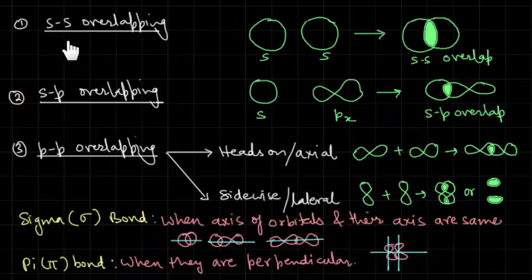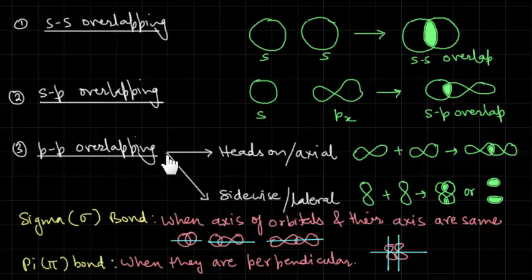So let's talk about some of the overlappings. s-s overlapping: these are two s orbitals, and they will overlap like this. s-p overlapping: so s, and let's say this is Px. There will be two more dumbbells representing Py and Pz, but we are talking about just Px now. So their overlap will be like this. Again, it's preferably along the axis.